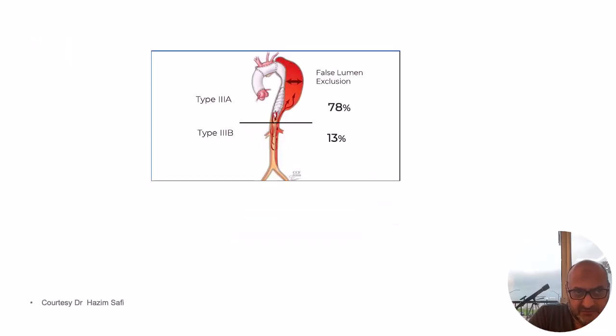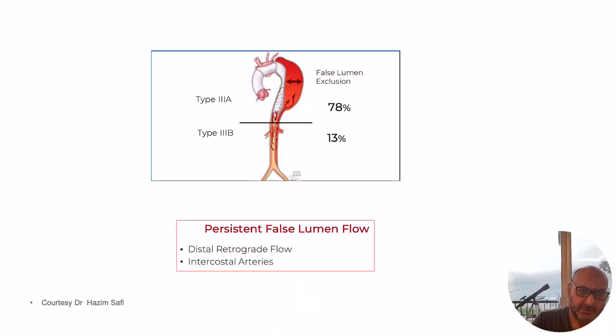Increase in the false lumen is due to retrograde flow, most commonly 78% in the thoracic aorta, 13% in the abdominal aorta, and that's still a huge number. This size enlargement in the false lumen can also be attributed to intercostal flow.